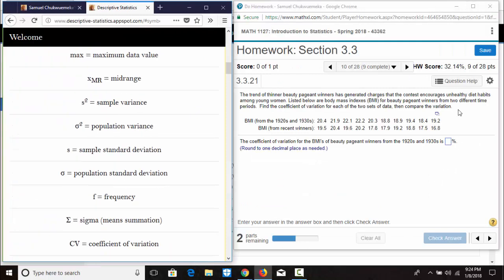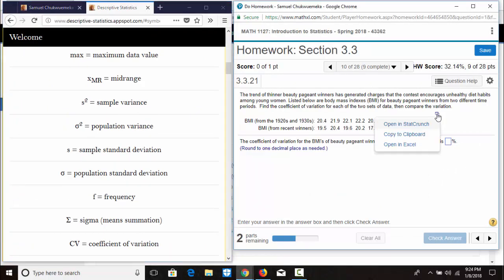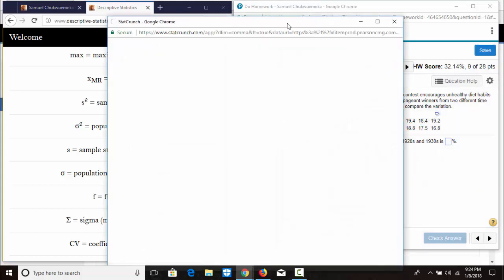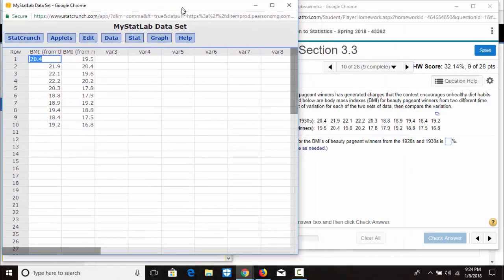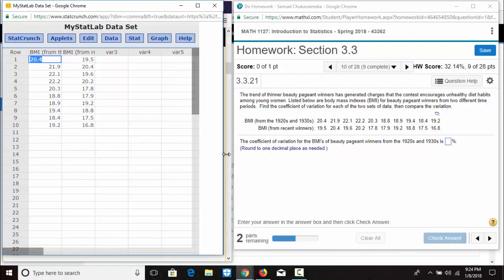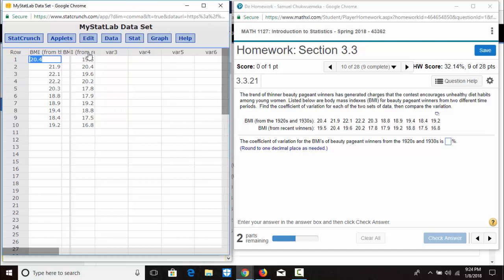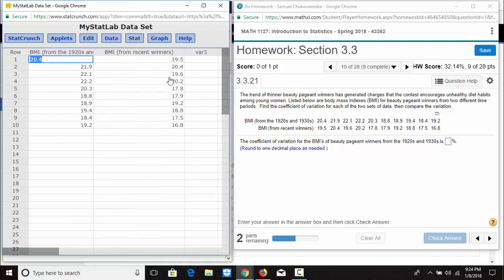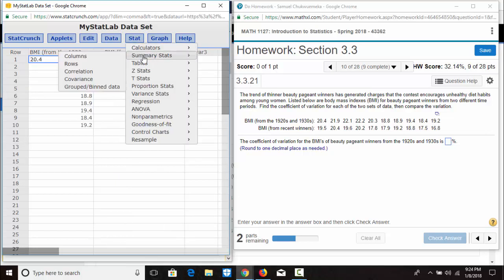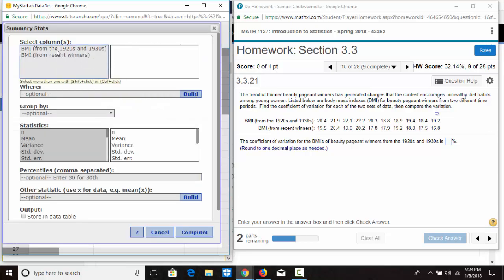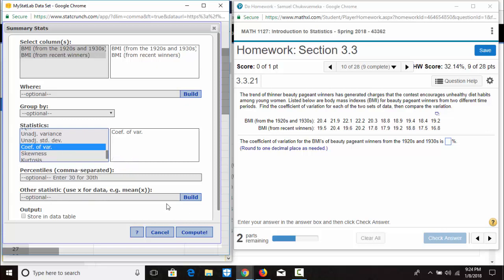Okay, let's do this with StatCrunch. I'm going to click here, open in StatCrunch. The variables are already defined. We go to Stats, Summary Stats, Columns. Now select both of them. Select the first one, then hold your Control key, select the second one. Okay, and we are just looking for coefficient of variation. So scroll down, look for coefficient of variation. There you go. Click on it and click compute.